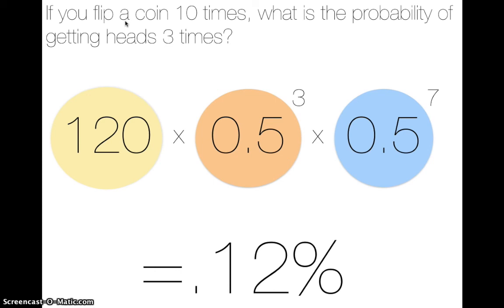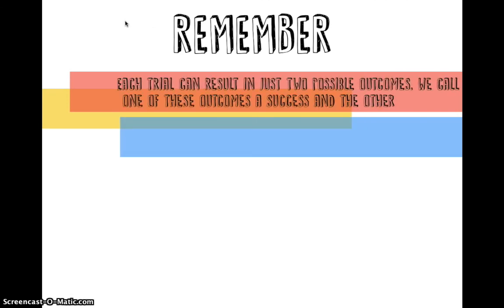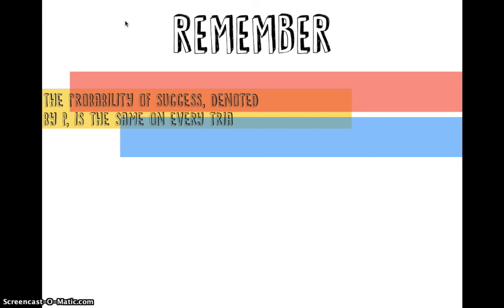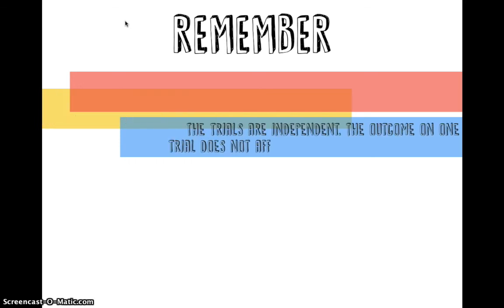So we finished the problem, and here are some of the things that you have to always remember and take into account when doing binomial probabilities. Remember that each trial can result in just 2 possible outcomes. We call one of these outcomes a success and the other a failure. The probability of success, denoted by p, is the same on every trial. Also, the trials are independent. The outcome on one trial does not affect the outcome on other trials.